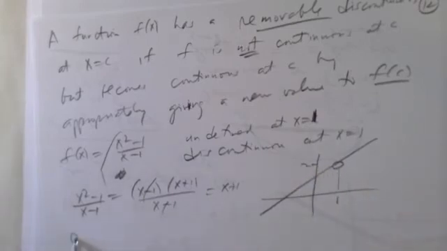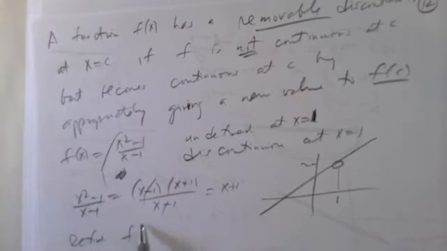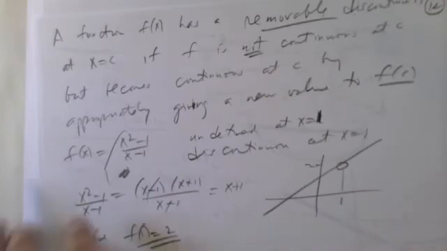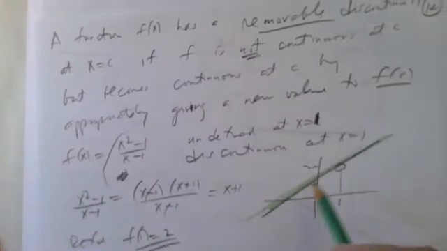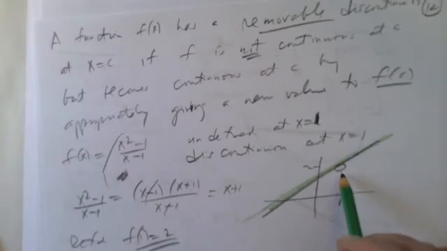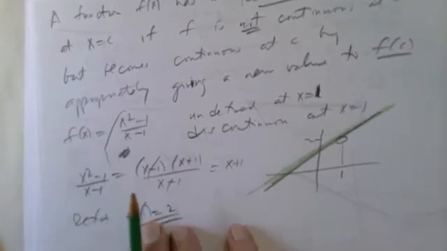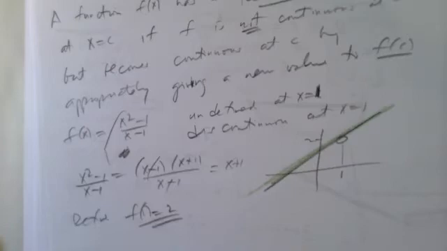If we define f at 1 to be equal to 2, then we have a function whose graph is this perfect straight line, and it is continuous at 1. So by appropriately redefining the value of the function at 1, we get a continuous function. So the point x equal 1 is what is called a removable discontinuity for this function.